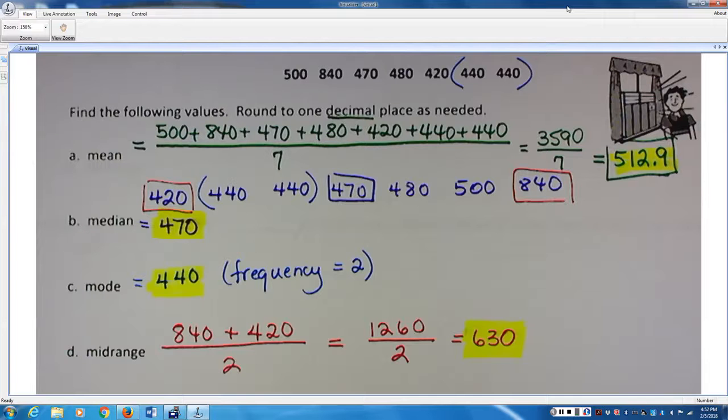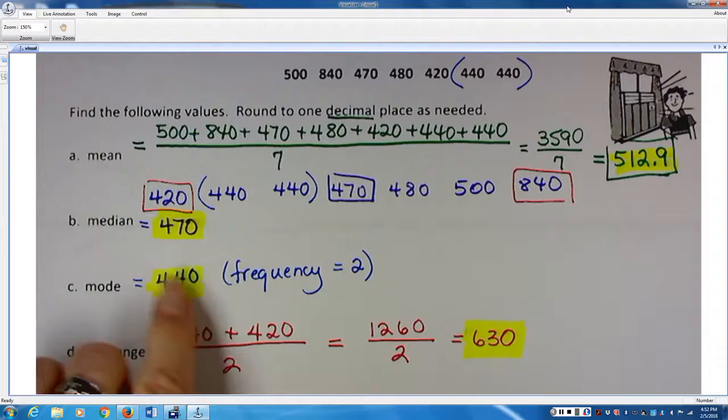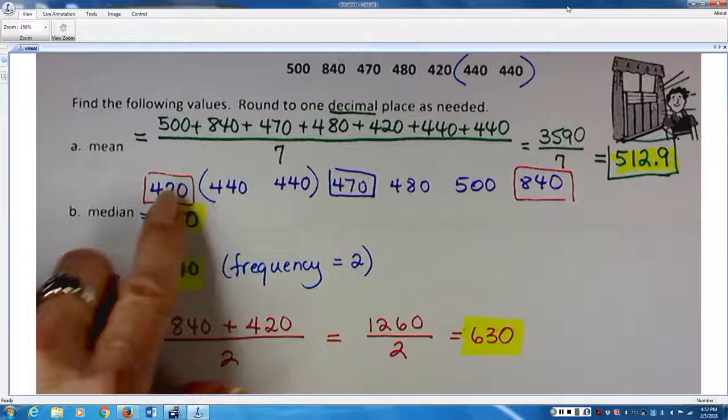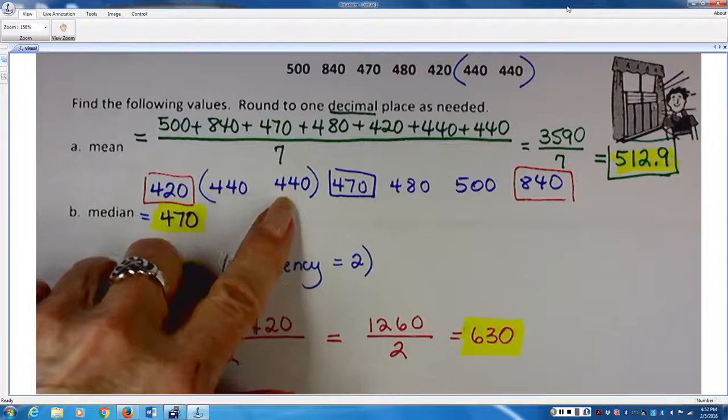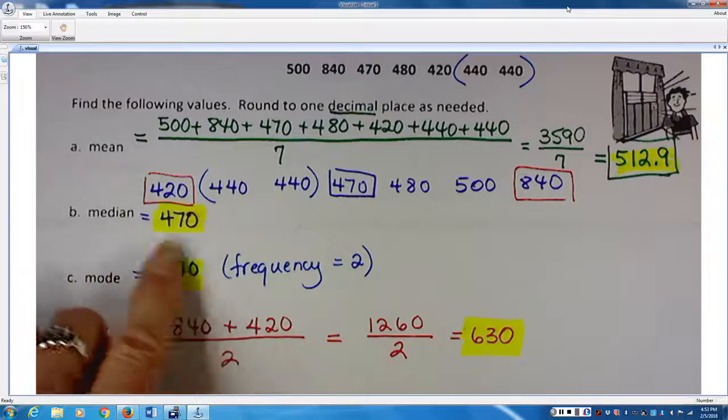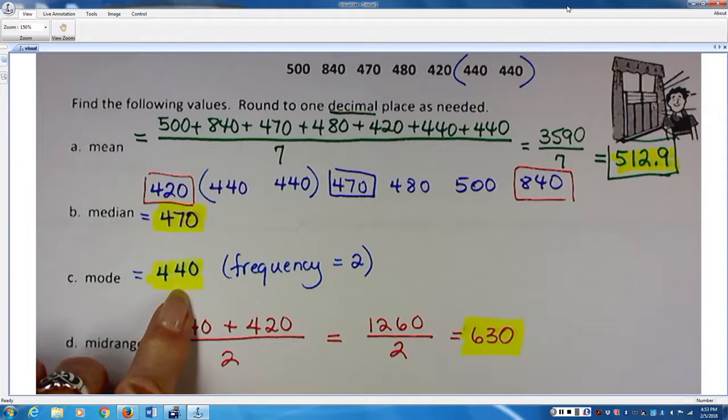Okay, we get a vote for the mode, the 440. And that's not bad because it's within the distance that we're looking at. And even if we rank order it, it shows up more than once, so maybe the mode would be the best. It would be a fairly good guess.